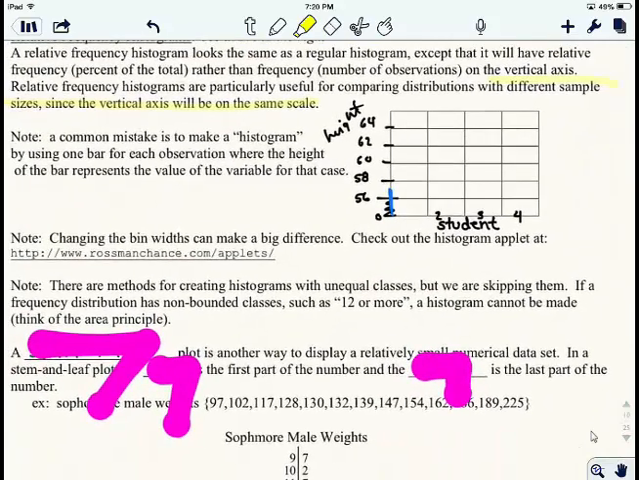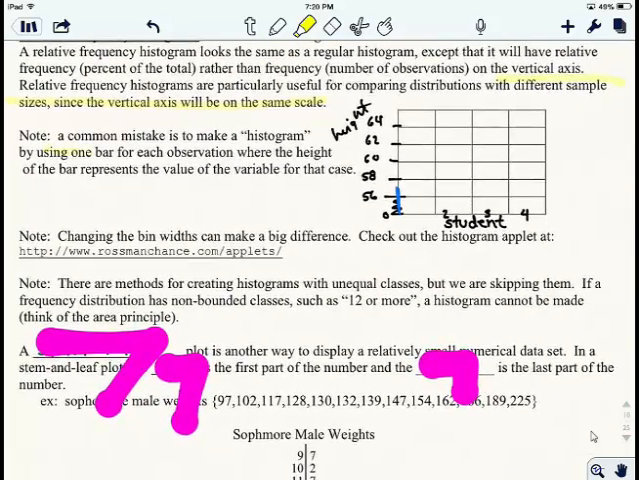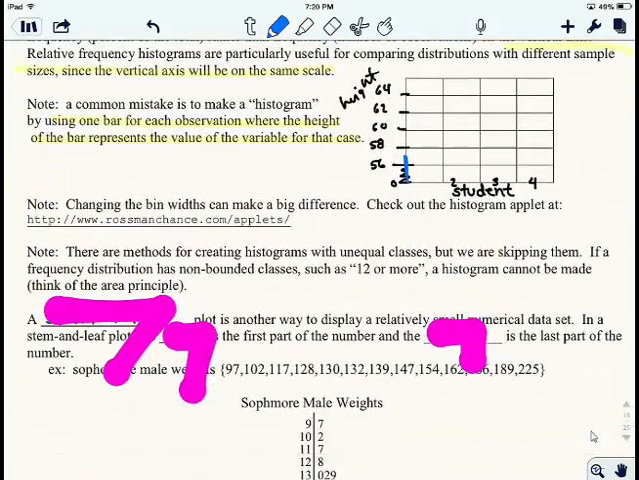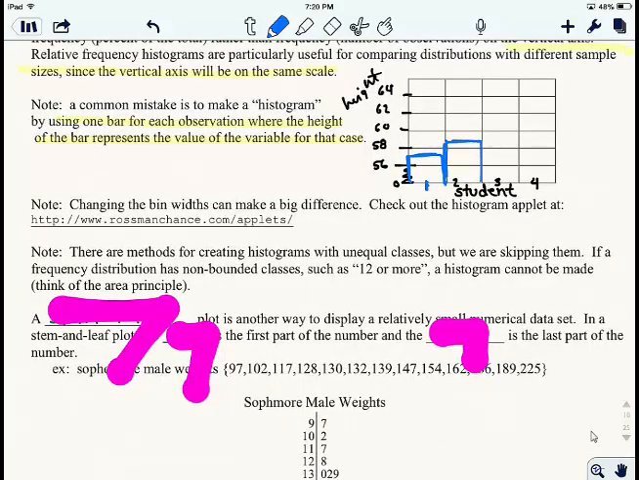Be careful not to make the common mistake of using one bar for each observation, where the height of the bar represents the value of the variable for that case. So if you look, our first person up here was about 57.8 inches tall. People say, okay, that's person 1, and he's 57.8 inches. And they go to person 2, and he was about 59 inches. That is super, super, super wrong. Please don't do that.